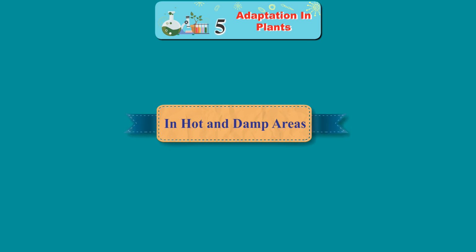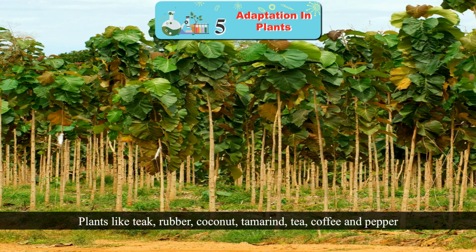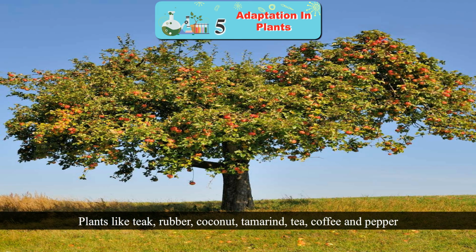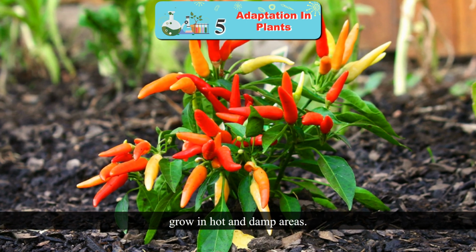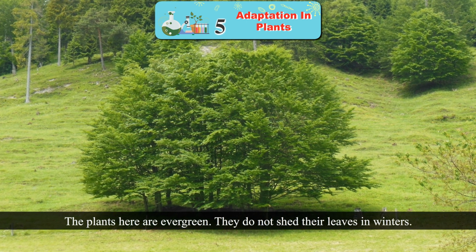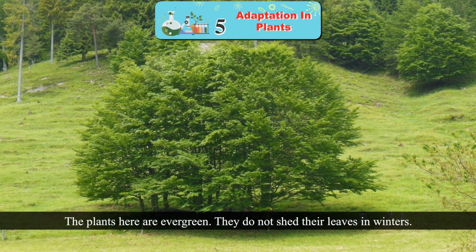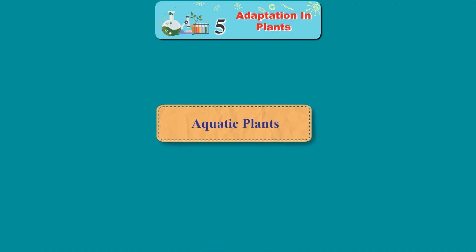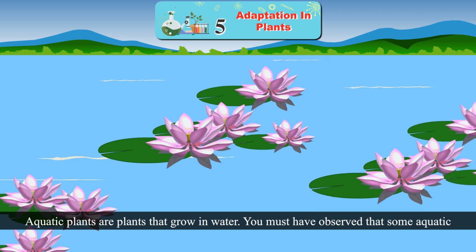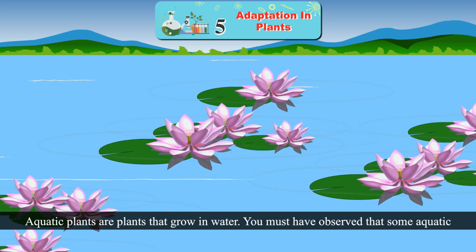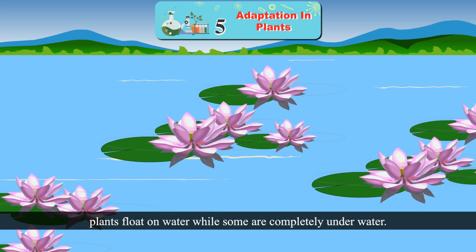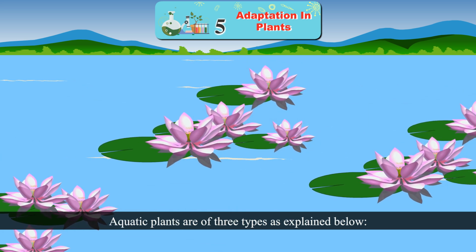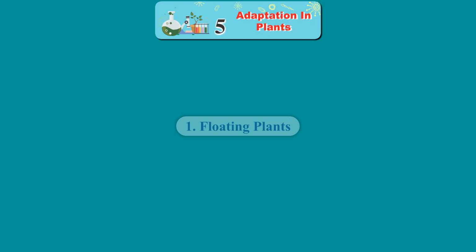In hot and damp areas, plants like teak, rubber, coconut, tamarind, tea, coffee and pepper grow. The plants here are evergreen. They do not shed their leaves in winters. Aquatic plants. Aquatic plants are plants that grow in water. You must have observed that some aquatic plants float on water while some are completely underwater. Aquatic plants are of three types as explained below.